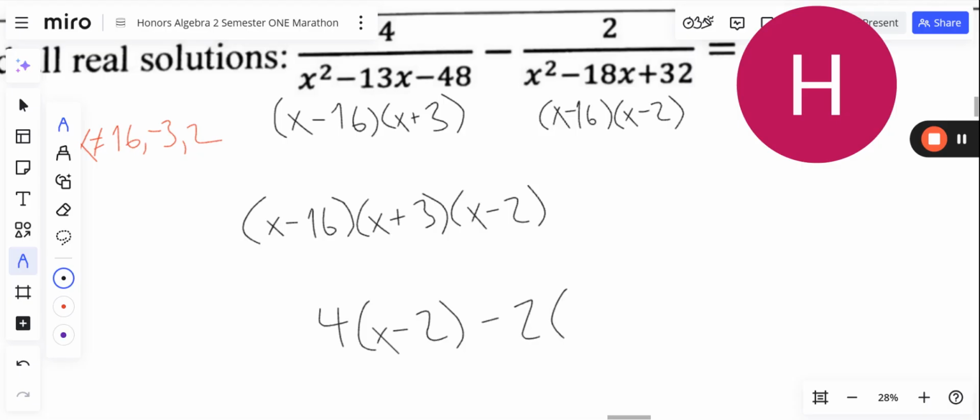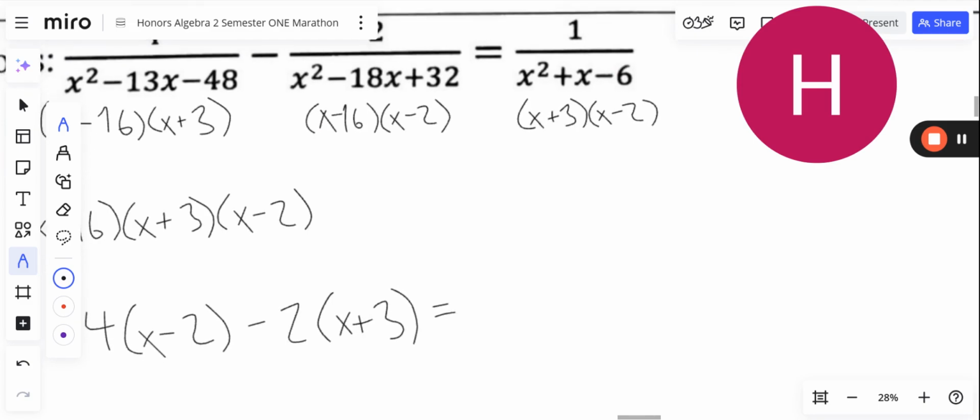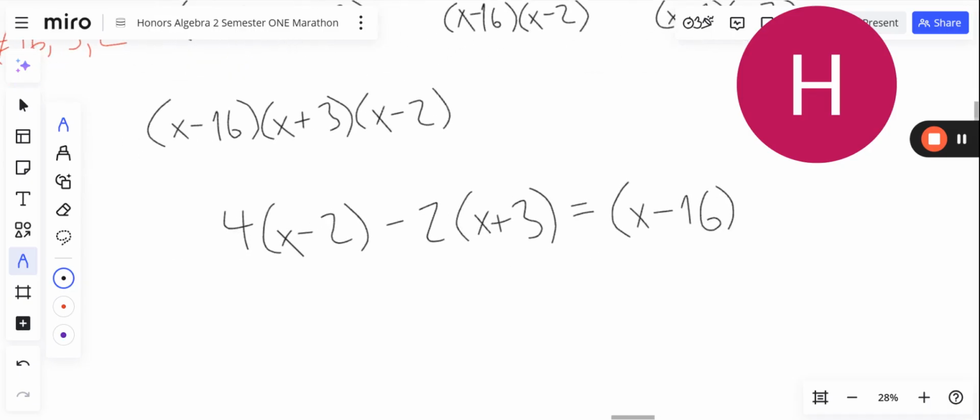For the second fraction, the x minus 16 and the x minus 2 are going to cancel. So that's going to leave us with just negative 2 times x plus 3. And this is going to be equal on the right side to 1 times x minus 16. So we still have to work some stuff out, but it's a lot easier. We don't have a quadratic that we need to factor again.